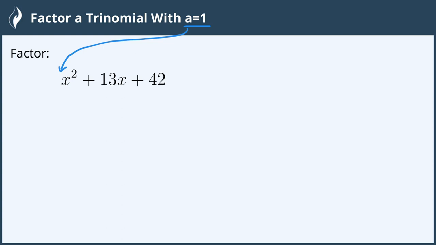Now to factor a trinomial, we are looking for two binomials that when we multiply them together will end up with a trinomial. And to do this, we take our last term, which is c, and we find all of the factors of c that can add to give us b. So let's take 42 and find all of our factors.